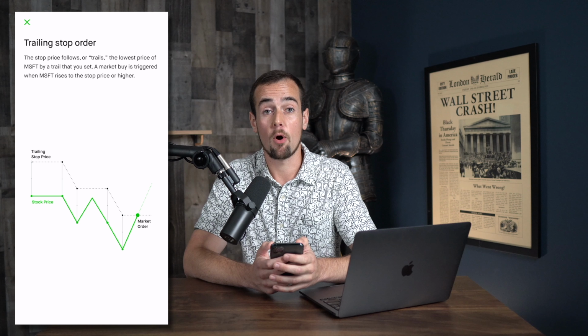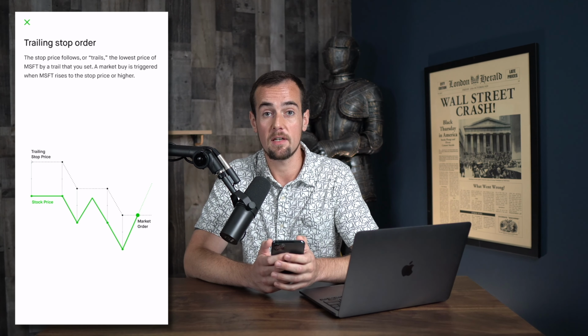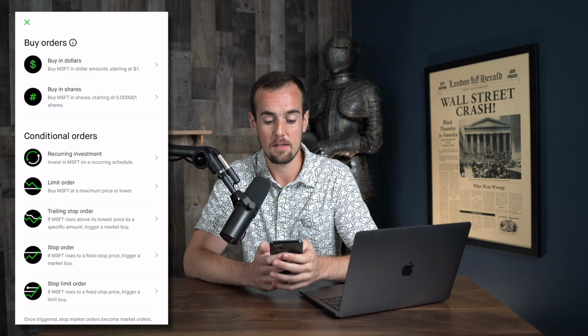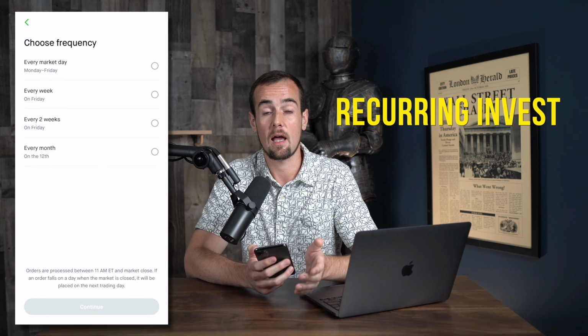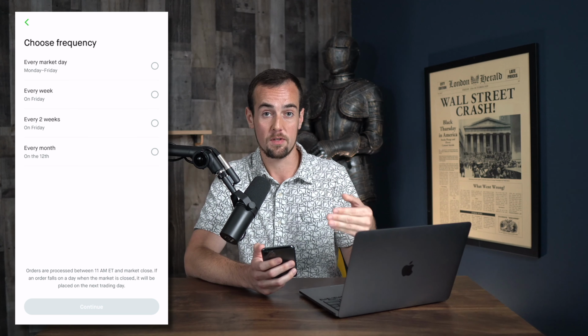For the most part, it's market orders and limit orders that you should be familiar with, but now you have a general idea of how these other order types work. And the last order type I want to show you here is the recurring investment, and this allows you to automatically invest in a stock or ETF on a routine schedule.